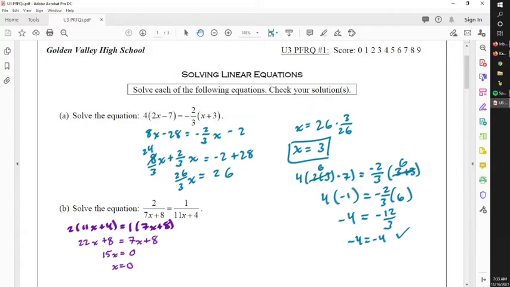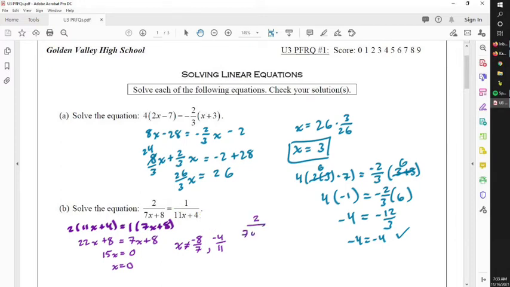But I got to check my solutions, and so I plug in the 0. First thing I did here is I noted what my excluded values are. I suppose you didn't have to do this, but you really should always check the answer against the excluded values. So to find these, you just have to set the denominator equal to 0. If I set 7x plus 8 equal to 0, I would get negative 8 divided by 7. And if I set 11x plus 4 equal to 0, I would get negative 4 divided by 11.